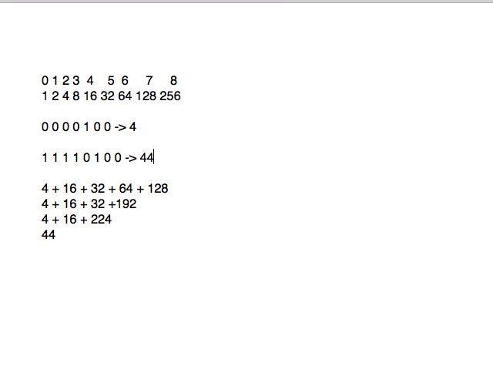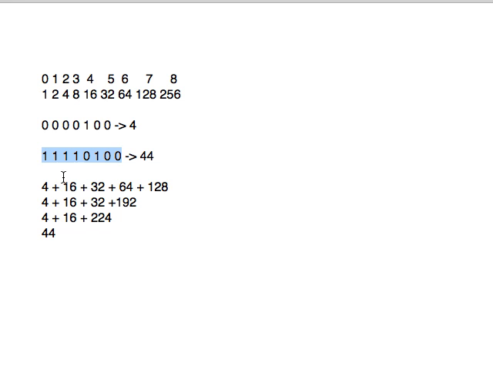Okay, so I believe you should have the hang of it by now, I hope. You write out step 1, you write out the powers of 2 so that you can easily calculate the positions. Then you figure out which positions in the binary number have a 1, and then you add those powers of 2 together. Easy, easy.